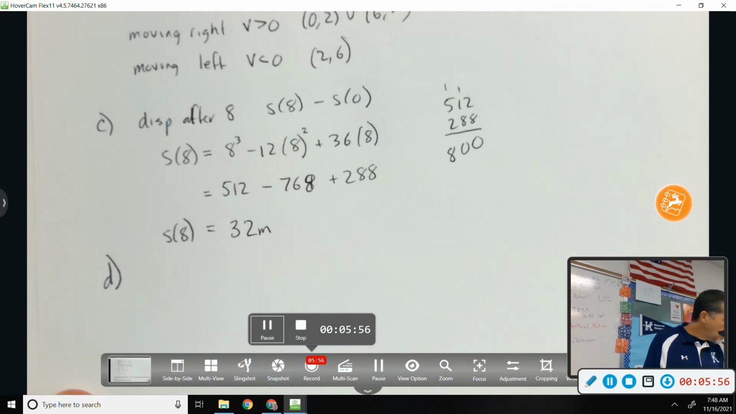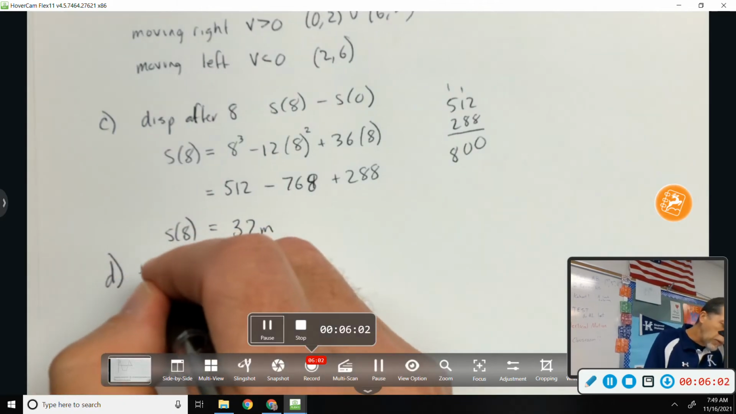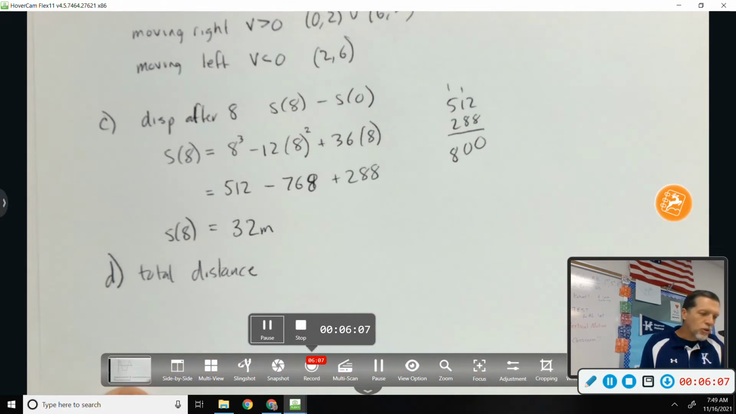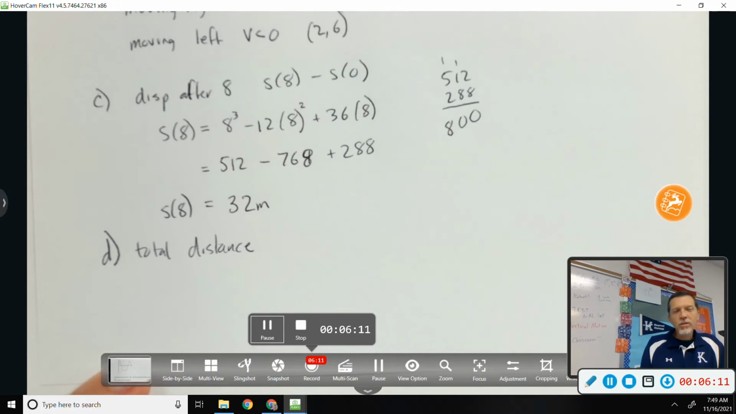Part D. Find the total distance traveled during the first 8 seconds. Okay. This is where I have to be really concerned because things are happening at 2 and at 6. So I think the motion diagram is the easiest way to understand what's going on.